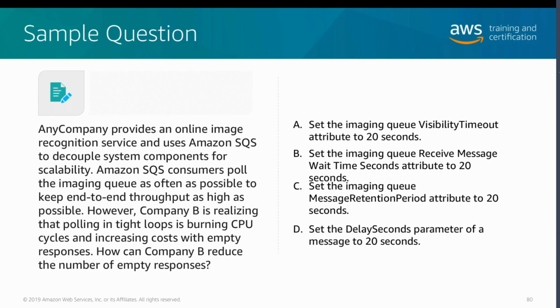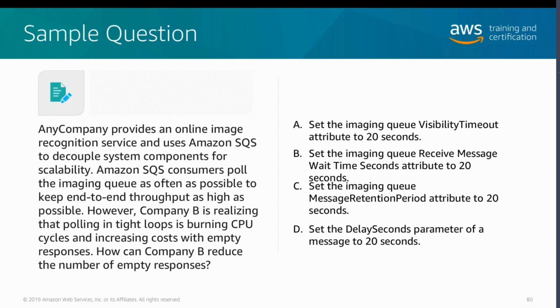A company provides an online image recognition service and uses SQS to decouple system components for scalability. Amazon SQS consumers can poll the image queue as often as possible to keep the end-to-end throughput as high as possible. However, Company B is realizing that polling in tight loops is burning CPU cycles and increasing costs because they're getting a lot of empty responses back. So how can Company B reduce the number of empty responses?